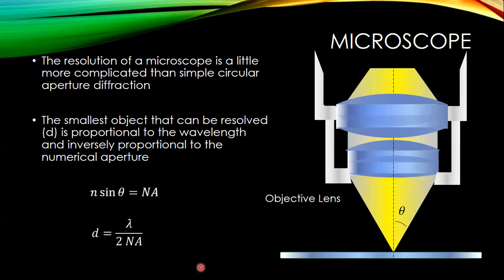And D is the smallest object that you can see. Sorry, I'm using so many D's. Sometimes D represents the diameter of the aperture, sometimes D represents the distance of the screen. This D represents the distance that you can resolve, the smallest object that you can resolve, and that's equal to the wavelength of light divided by twice the numeric aperture. So if I can make this angle larger and larger, I can make the object size that I can image smaller and smaller. One important thing you see here is that this wavelength is very, very important to the size of what you can image.